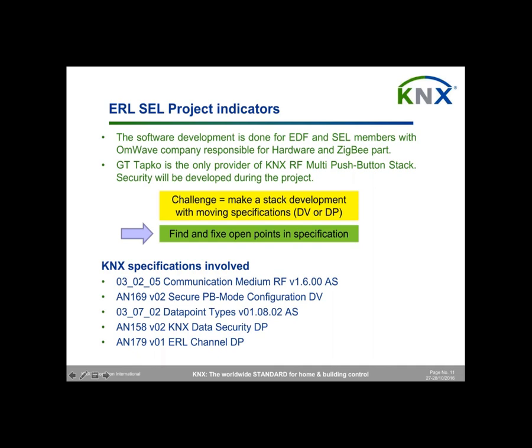So just a reference to the documents, the specifications involved in this project that were under design. It was the AN169, AN158, and 179. The two other documents are still established and approved standards, as we see. And we will see there are quite some new data points in the channel from the ERL, because we have new data to be transferred from the meter to the gateway.